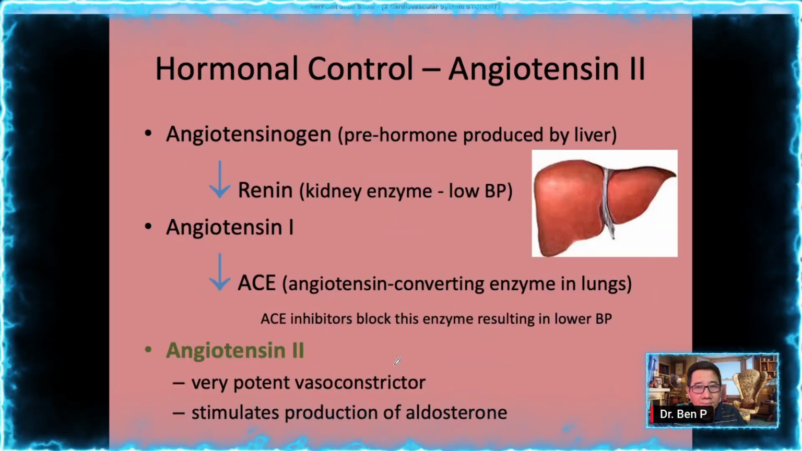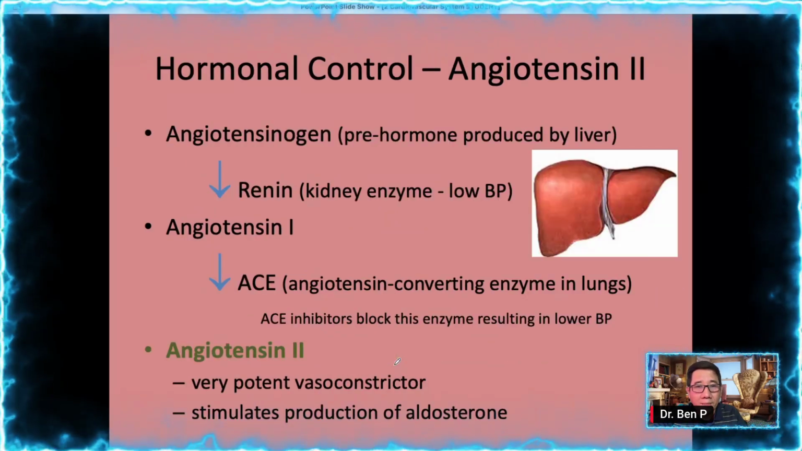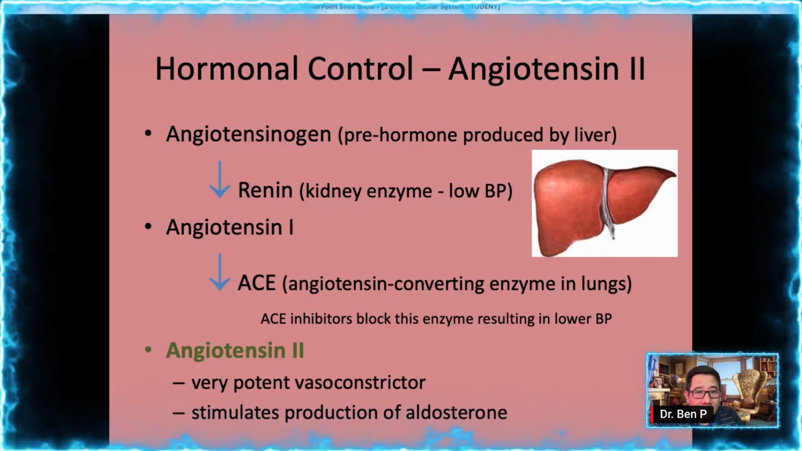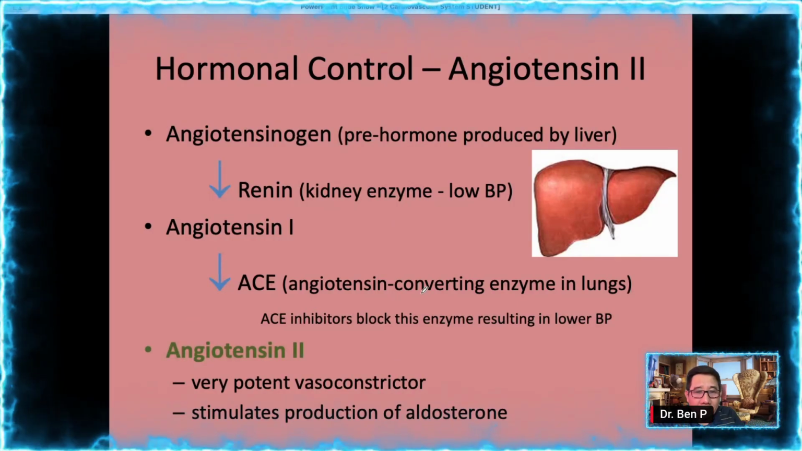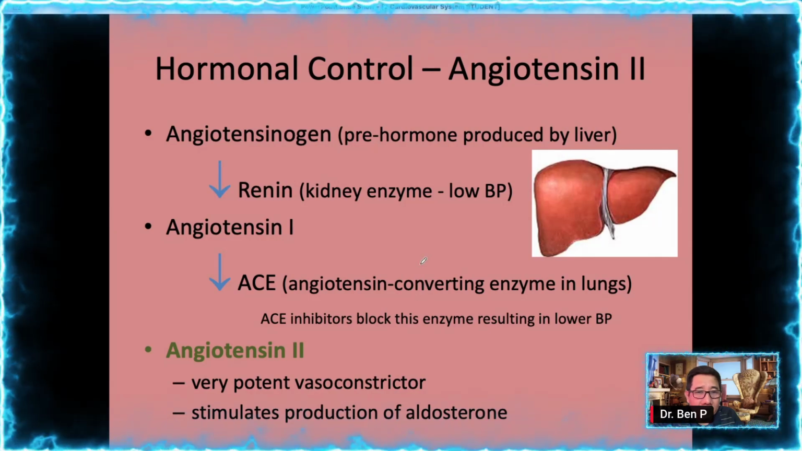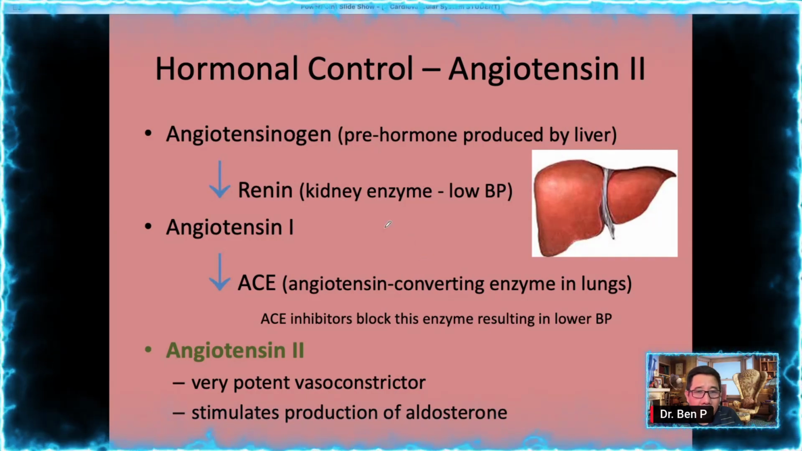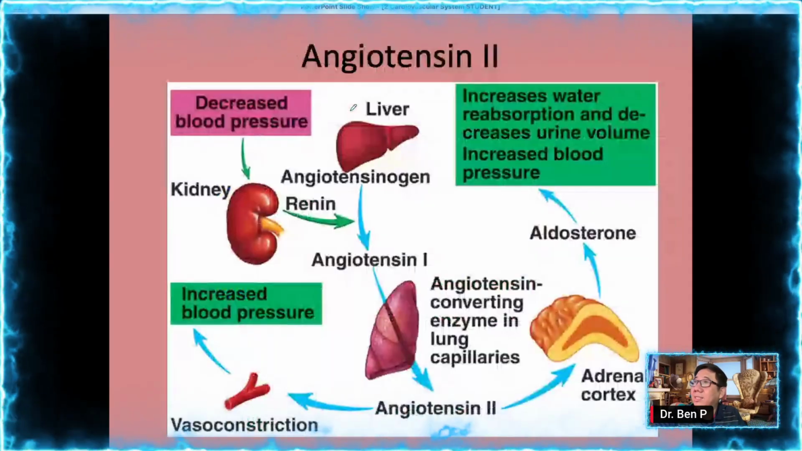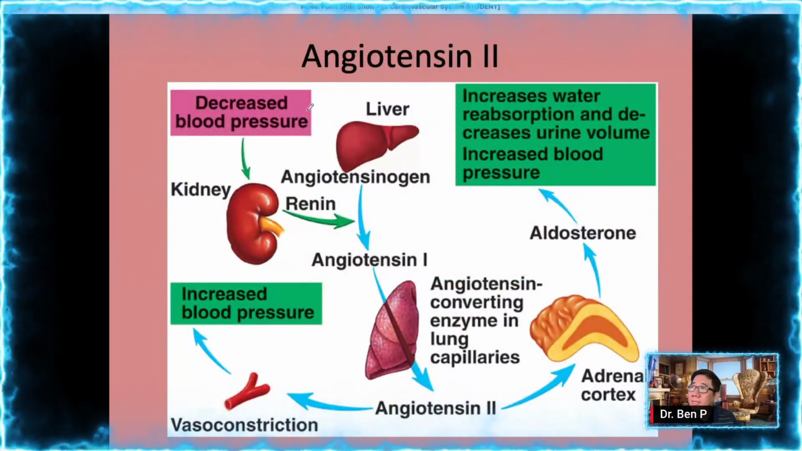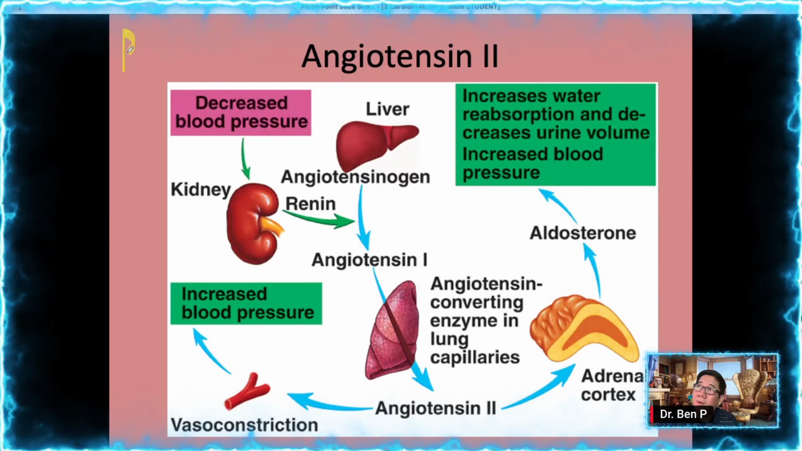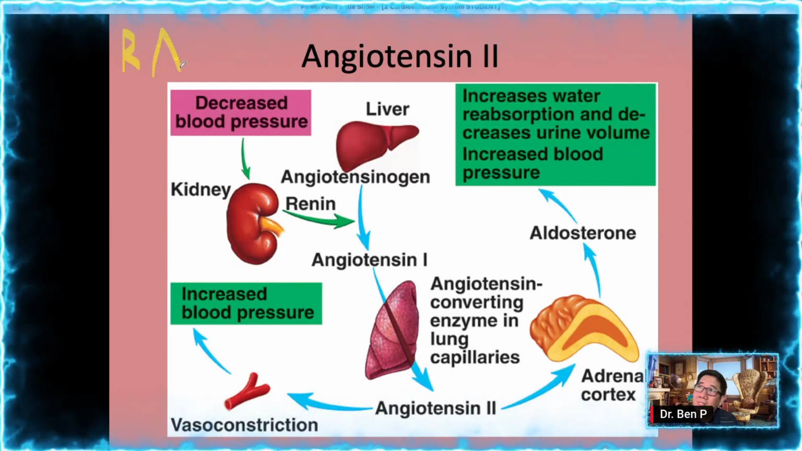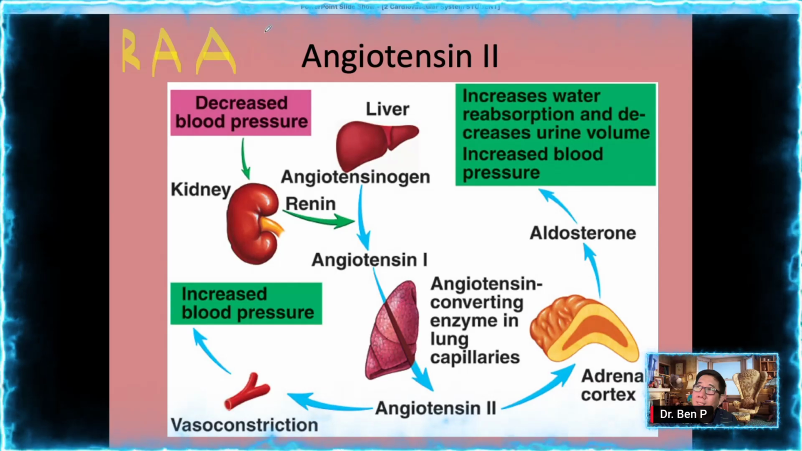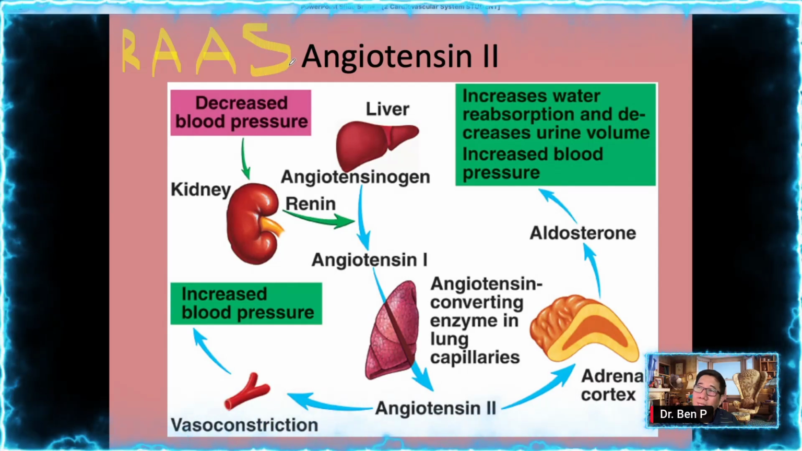Okay, big concept, definitely a big one to remember. This is called RAS. I'm going to talk about this a little bit. What is RAS? RAS stands for renin angiotensin aldosterone system. Okay, you need to know this.